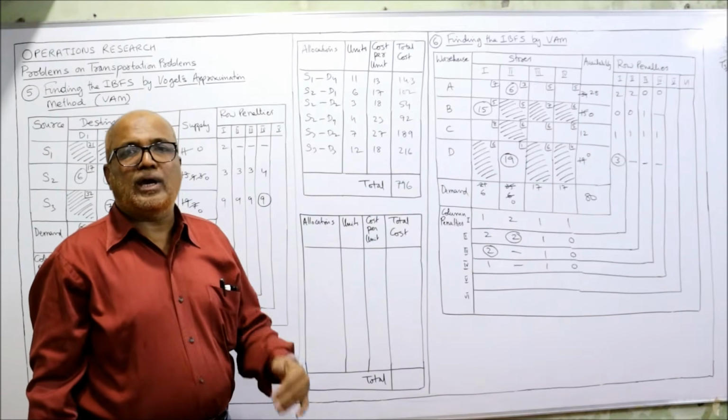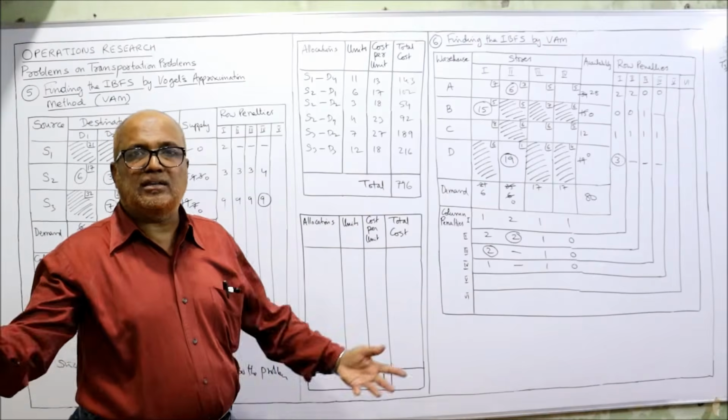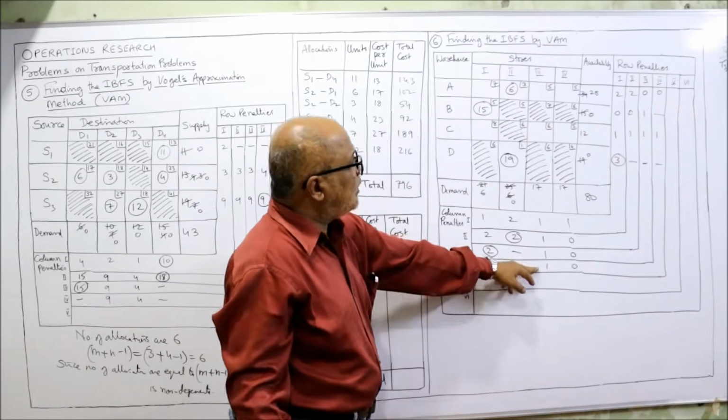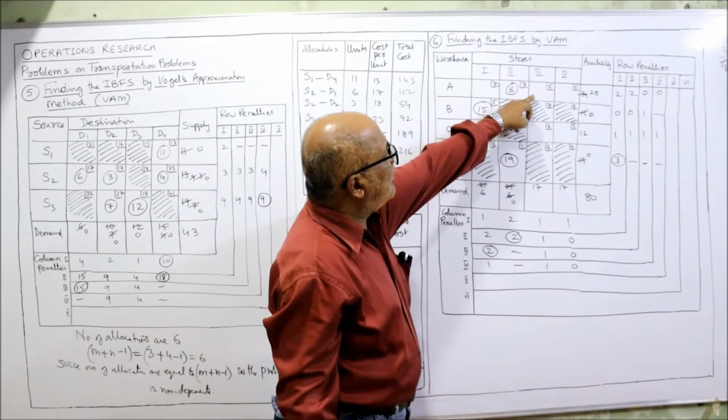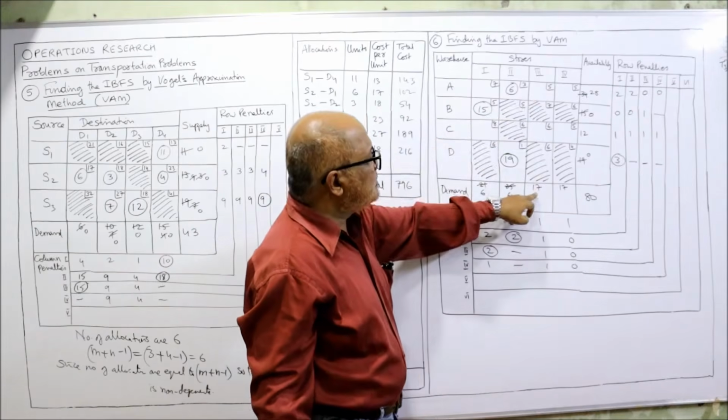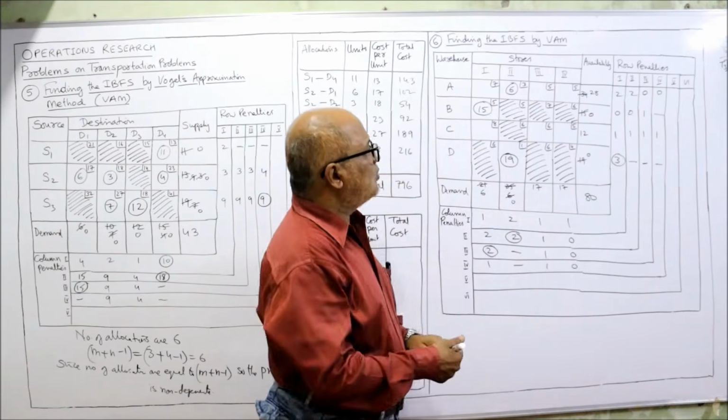Now we see the allocations. Wherever more allocations are there, that we will select. If we select this one, this 5, how many allocations can we give? This column 17, row 28, whichever is less.